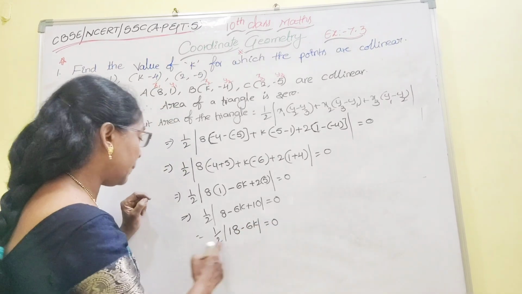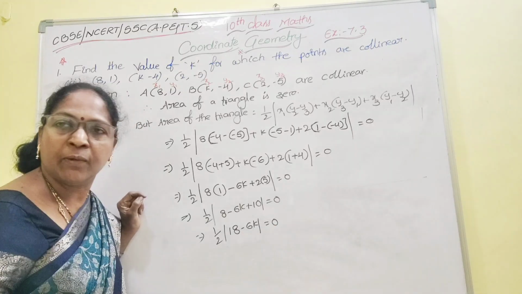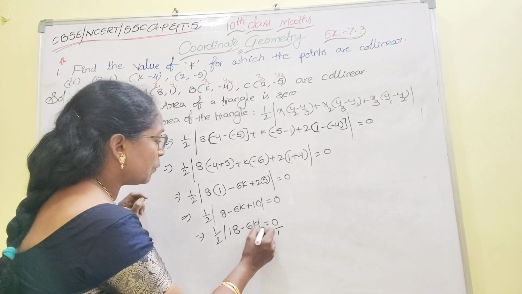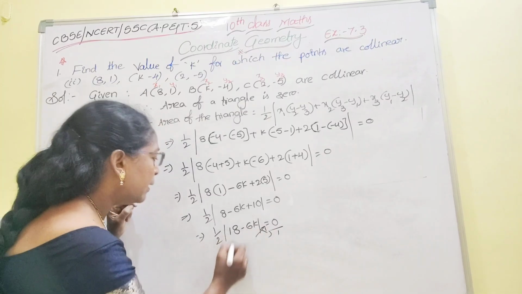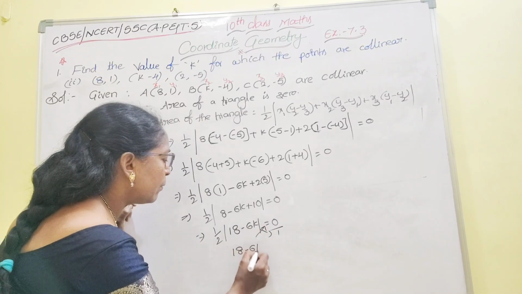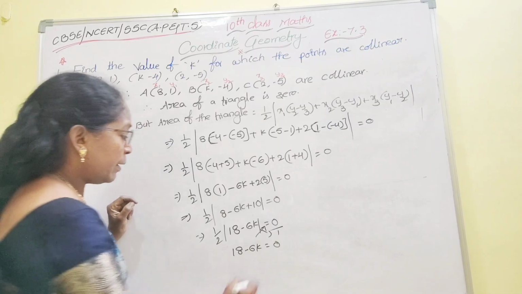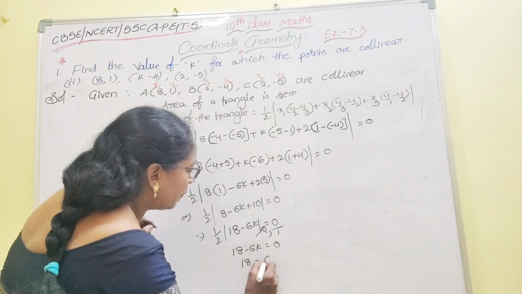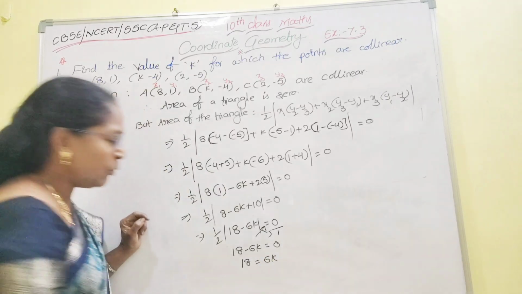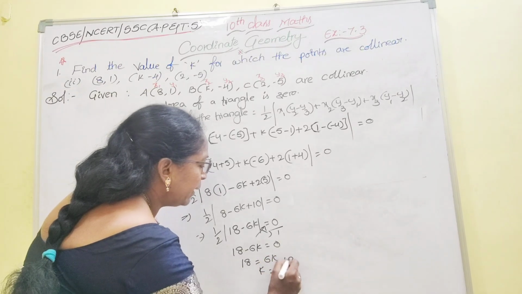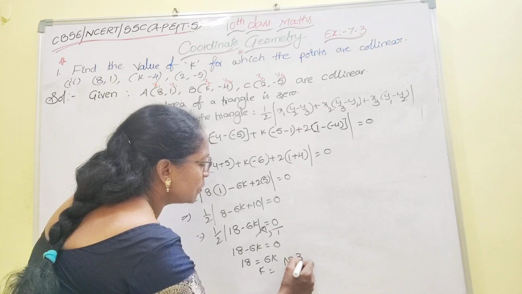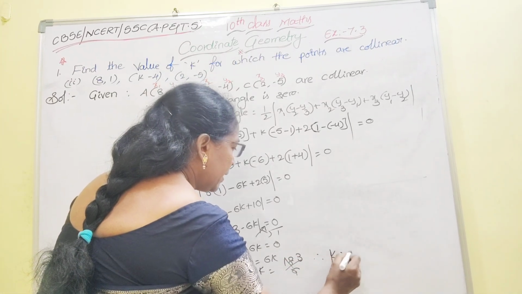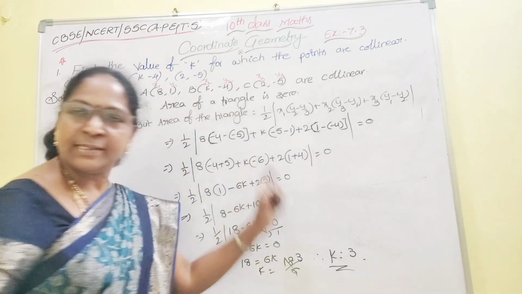Now, cross multiplication you can do. 2 into 0 equals 0. Here 0 is nothing but 0 by 1, you can assume, then directly cross multiply. Then 18 minus 6k equals 0. Now directly you can transfer that 6k to the opposite side, it will become positive, so k equals 18 by 6. Now 6 goes in 18 three times. Therefore, k equals 3. This is the answer.